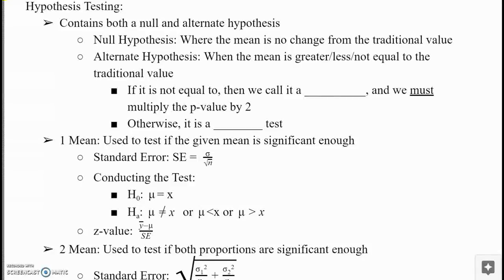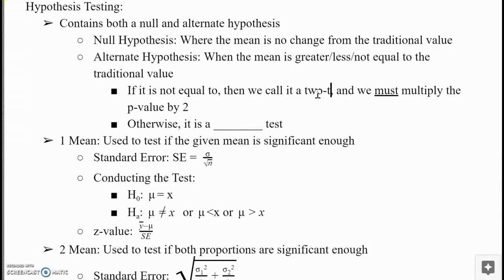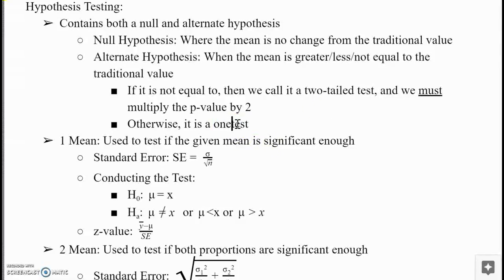Hypothesis testing. Again, there's no change from the hypothesis testing. It will still contain a null and an alternate hypothesis. The null being when the mean is no change from the traditional value, and the alternate hypothesis when the mean is greater than, less than, or not equal to the traditional value. If it is not equal to, so when your alternate hypothesis has this symbol, we would then call it a two-tailed test, and we must multiply the p-value by 2, otherwise it is one-tailed.